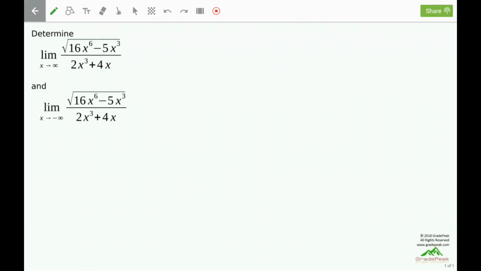Determine the limit as x approaches positive infinity and as x approaches negative infinity of the square root of 16x to the 6 minus 5x cubed divided by 2x cubed plus 4x. The highest power term in the numerator is the square root of 16x to the 6. In the denominator, the highest power term is 2x cubed. The square root of 16 is a 4.